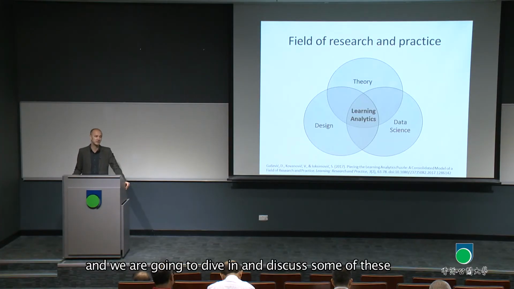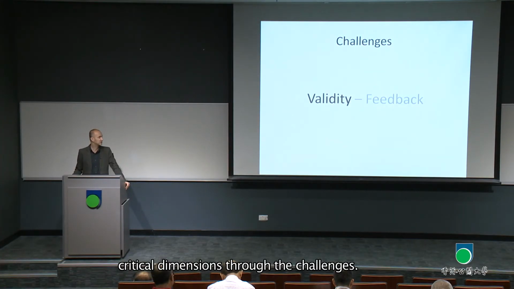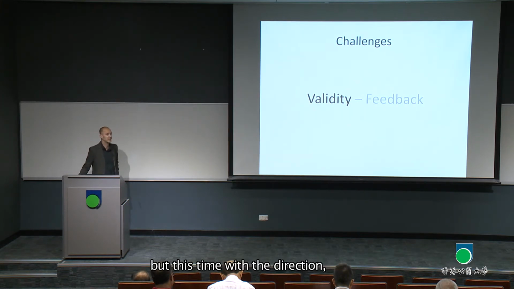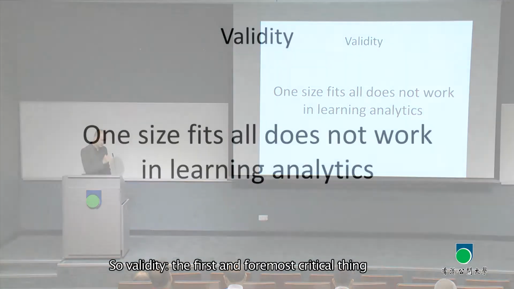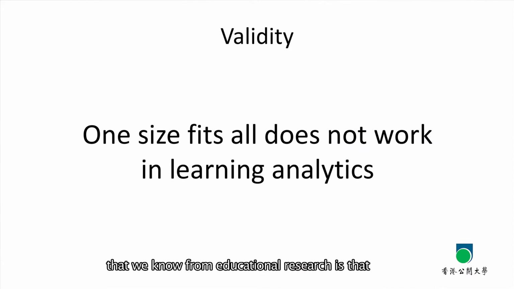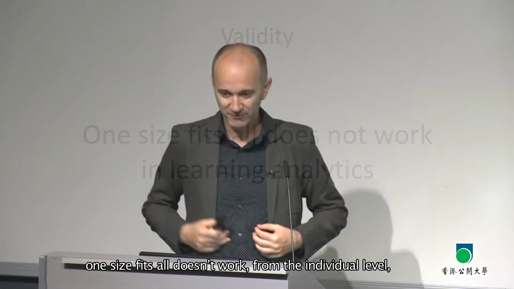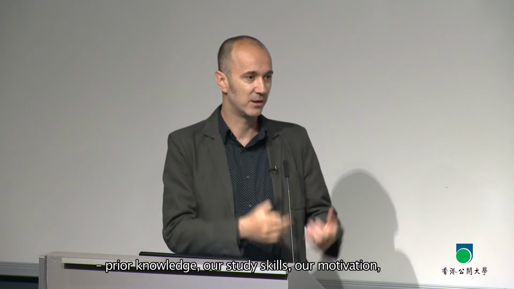Even if it's practice, it's still significant, and we're going to dive and discuss some of these critical dimensions through the challenges. So I'm going to go back to our challenges, but this time with the direction, with some hope and the promise, how certain things can be done. So validity. First and foremost critical thing that we know from educational research is that one size fits all doesn't work. From the individual level, all the individual differences, prior knowledge, our study skills, our motivation changes over time.